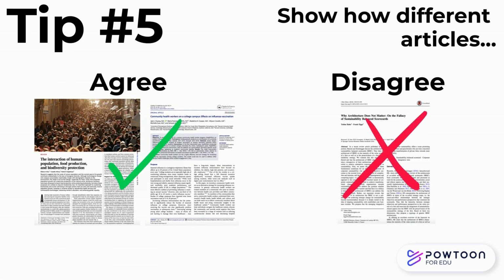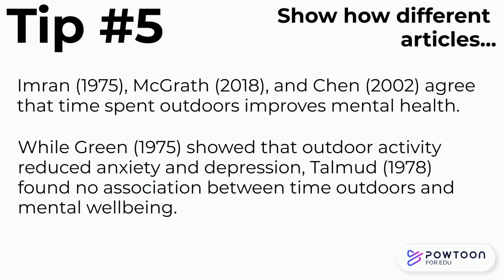Tip number 5. Show how different articles agree or disagree on findings or interpretations. In this first example, the author specifically uses the word agree to indicate agreement. It reads, Imran, 1975, McGrath, 2018, and Chen, 2002, agree that time spent outdoors improves mental health. The second example reads, while Green, 1975, showed that outdoor activity reduced anxiety and depression, Talmud, 1978, found no association between time outdoors and mental well-being. In this case, the author uses the word while to indicate disagreement.